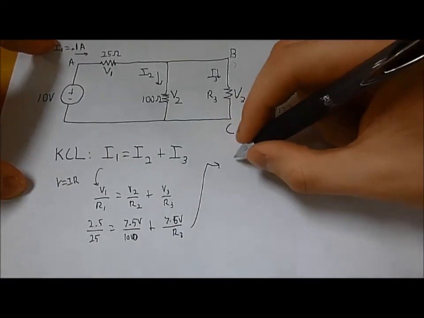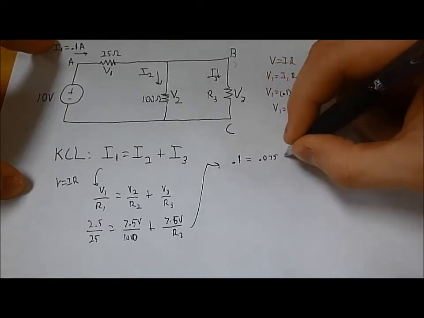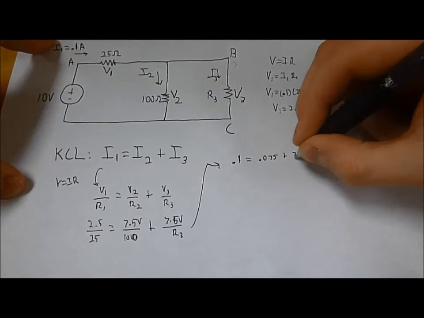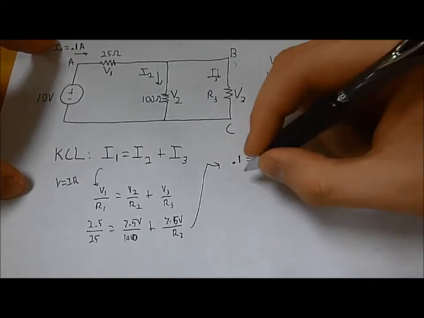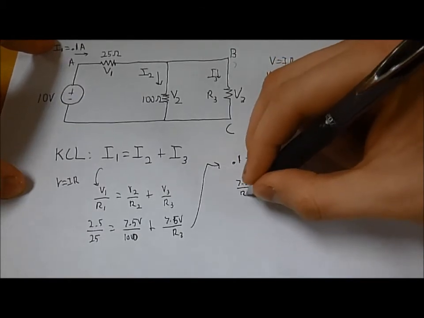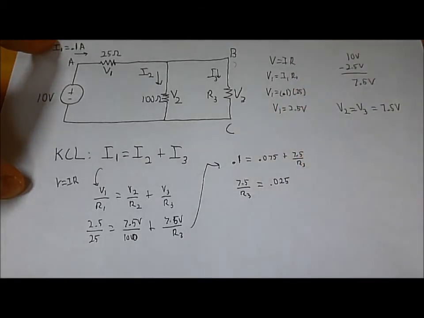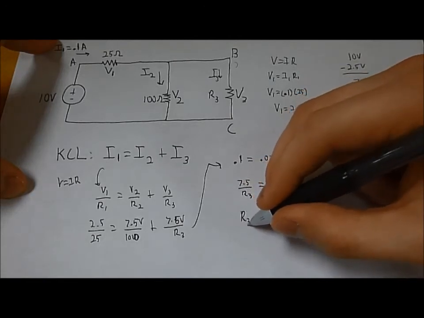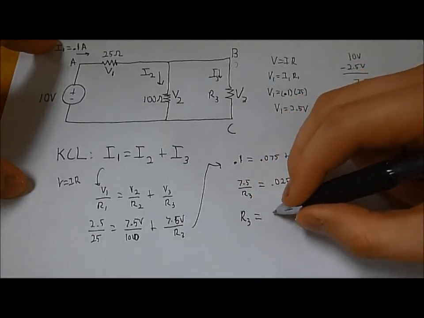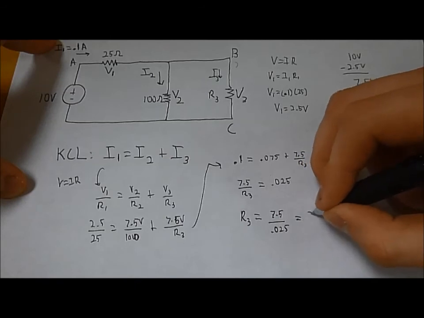Simplifying this will give us 0.1 equals 0.075 plus 7.5 over R3. This will then simplify to 7.5 over R3 is equal to 0.025. Simplifying this again will then give us an R3 value of 7.5 divided by 0.025, which will equal 300 ohms.